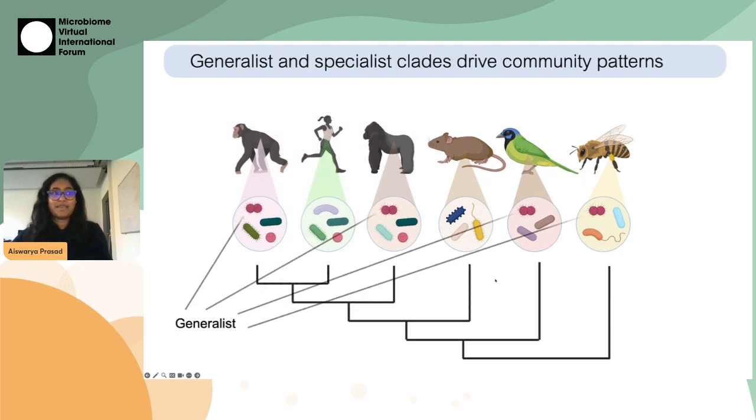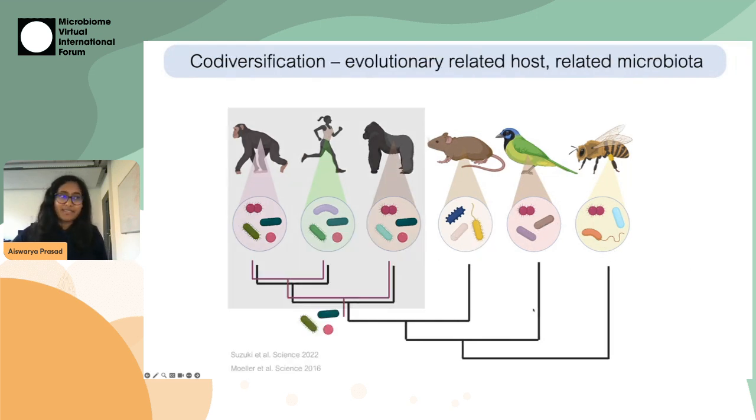For example, there would be generalists that are found across different animals versus specialists that are only found in certain hosts. But the key question is, what are the factors, the microbial factors or host factors that really drive these patterns? An important process is co-diversification, which has gotten a lot of attention increasingly. And it's the case where the microbial phylogeny is congruent to that of the host, and more closely related hosts also have more closely related microbes.